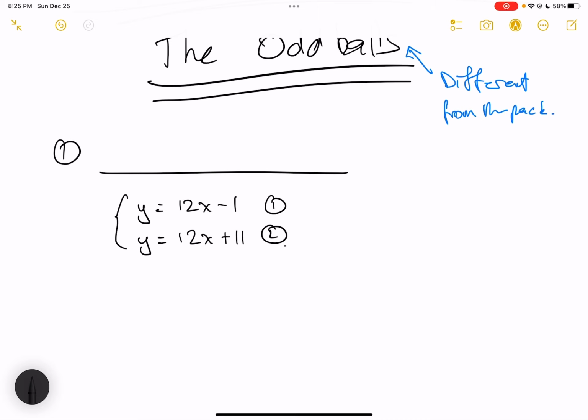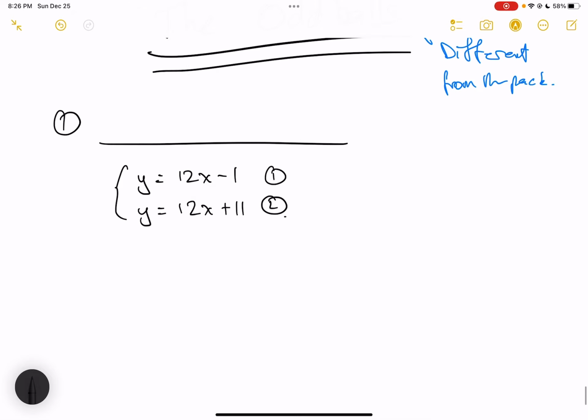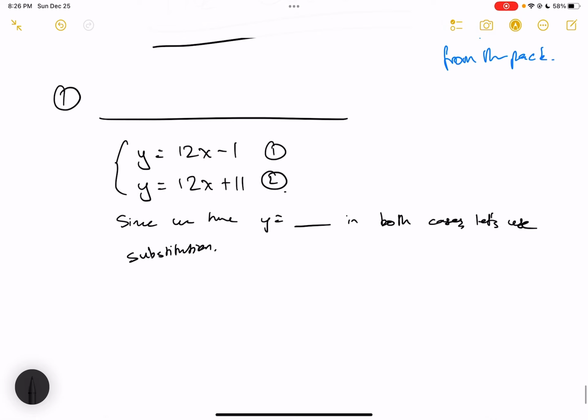If we want to find the easiest way to do this, we note that both equations are already in the form of y equals. So since we have y equals in both cases, let's use substitution. Here, I'm going to set them both equal to each other. 12x minus 1 equals 12x plus 11. I'm going to work around with those constants and make sure that we have them on the right side. We'll have 12x equals 12x plus 12.